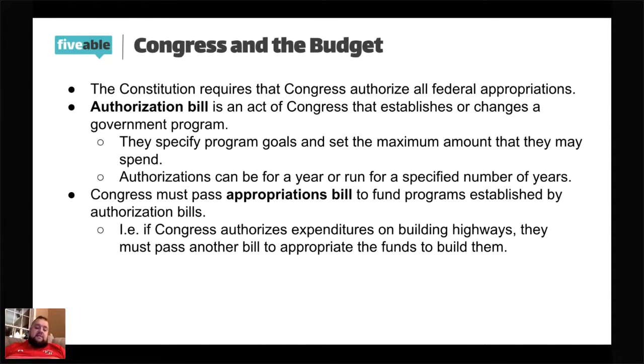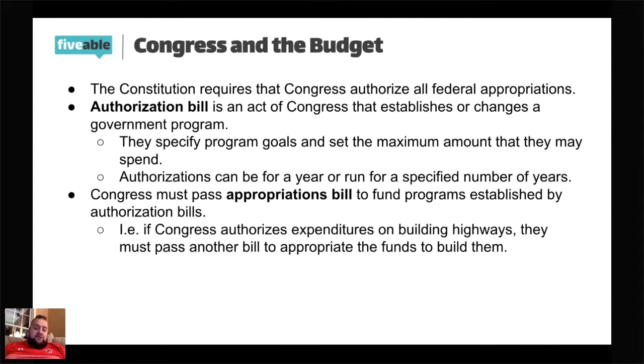Another example. Let's say that Congress authorizes expenditures for building highways. The authorization bill says, okay, we're going to set up the program, go build the highway. But they need the appropriations bill to follow it that says, here's the money that you can go and build that highway. So it's important to understand that in the budgeting process, first they have to authorize the program, then they have to appropriate the money for the program.